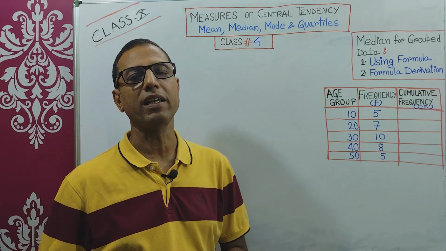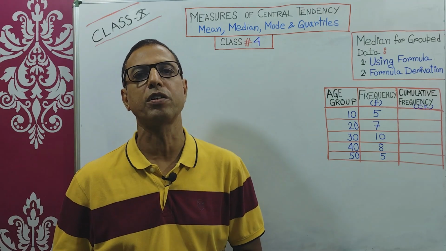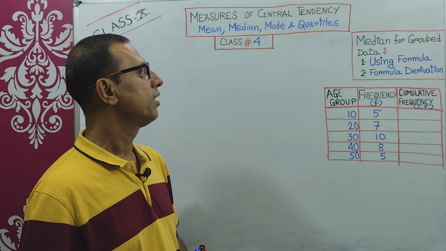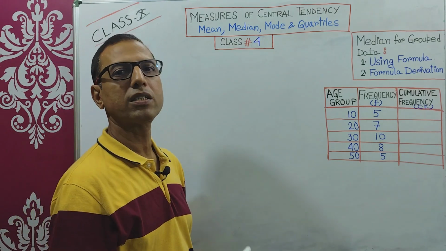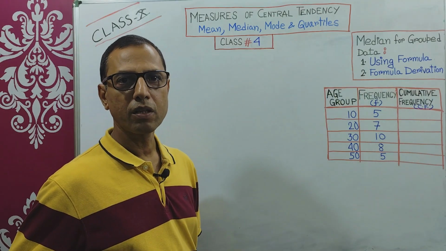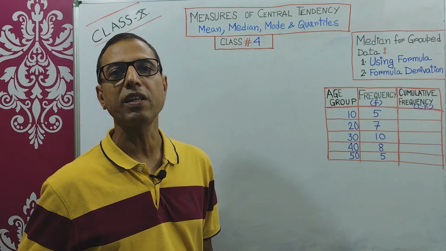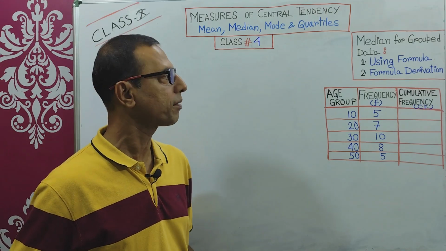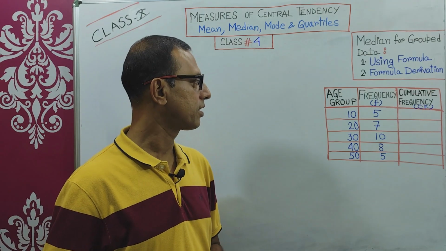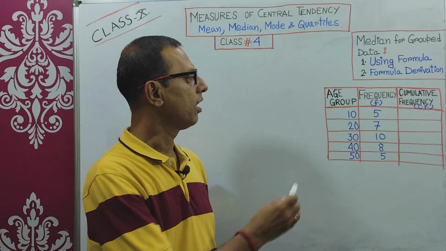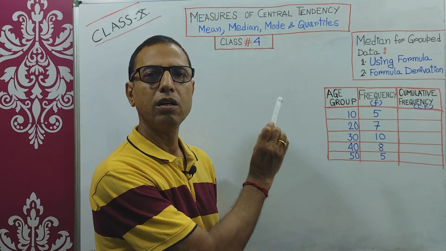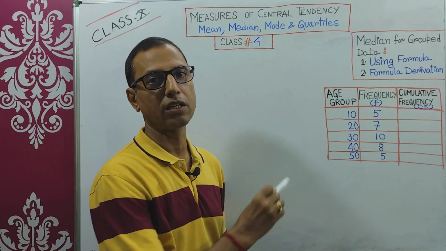And there I have explained how to determine mean, median and mode for discontinuous data. In this video I am going to cover the median for group data, that is the continuous data, using a formula, and also how to derive that formula, that also I am going to explain. But before moving to group data or continuous data, I will quickly explain how to calculate median for ungrouped data or discontinuous data.